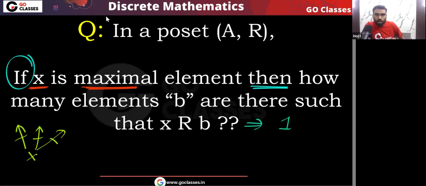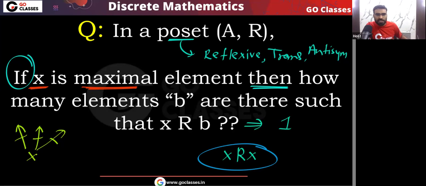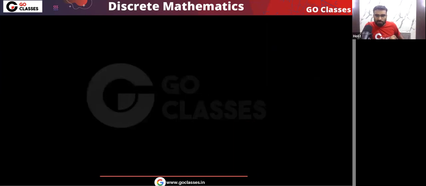Don't forget the reflexive property. X will be related to X. Yes or no? Do not forget about the reflexive property. Every partial order relation is reflexive, transitive, antisymmetric. So if you are thinking the answer is 0, remember that in maximal we say it is not related to anyone else. But of course it is related to itself. So the answer will be 1.